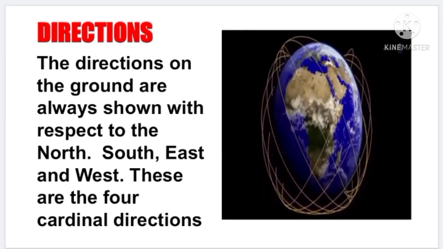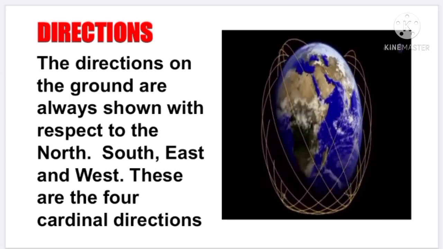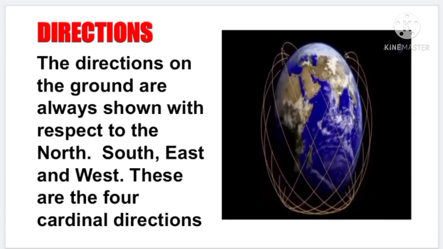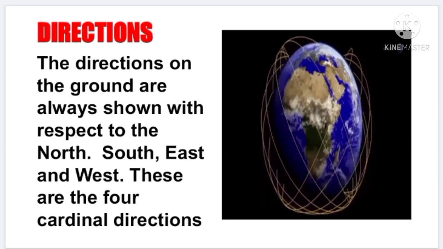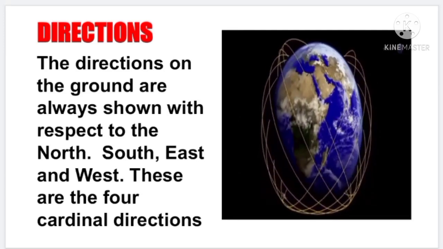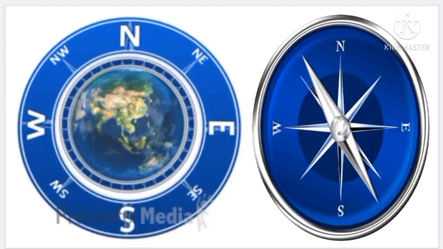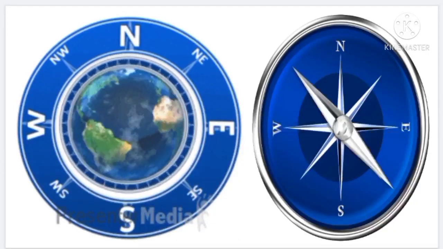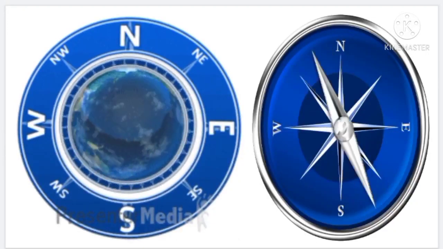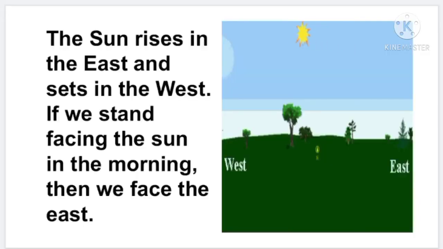Cardinal points are north, south, east and west. We can use the location of the sun in the sky in order to determine directions. Students, we know that the sun rises in the east and sets in the west. If we stand facing the sun in the morning, then we face the east. The west is towards our back.